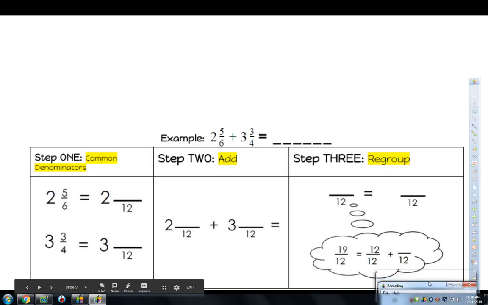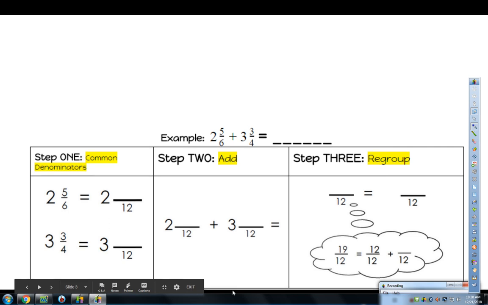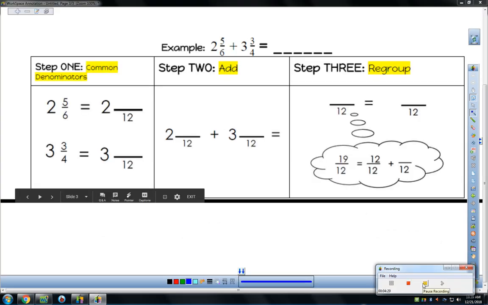Here's an example. I have 2 5/6 plus 3 3/4. My first step is to find a common denominator. You can do this in a couple of ways. The first option would be your orange best friend.